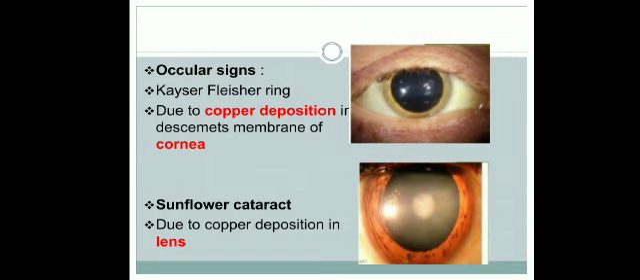Now, the ocular lesions include the formation of the Kayser-Fleischer rings as well as the sunflower cataract. The Kayser-Fleischer ring is due to the copper deposition in the Descemet's membrane of the cornea, and the sunflower cataract is due to the copper deposition in the eye lens.